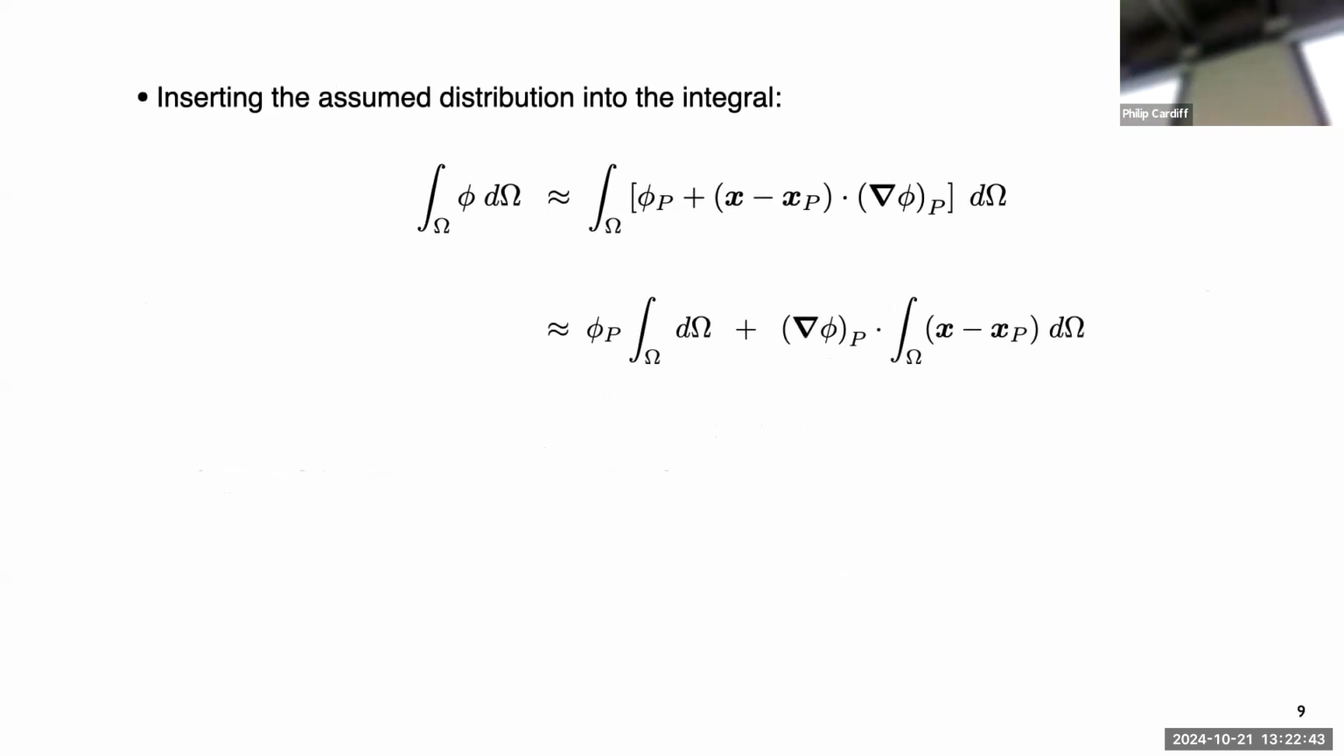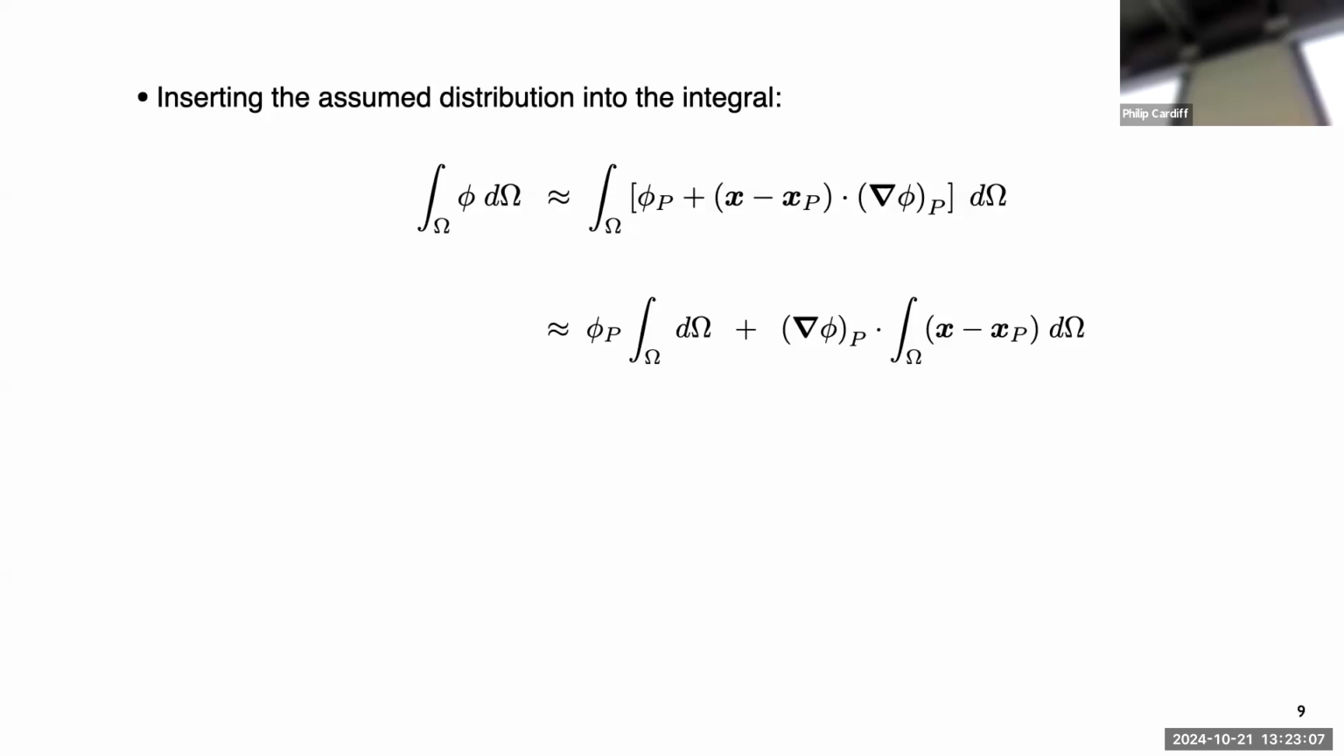Okay, so let me simplify this. So we have phi p, that's just the value at the cell center. That's a constant, as in that will be some value which is just a number. Phi p is not a function that varies over the space of the cell. It's just the value at the cell center. So it's essentially like a constant for the integration. So that means that can be brought outside.